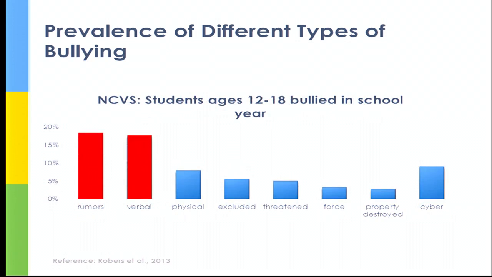And a peek from another survey, the National Crime Victimization Survey, also finding that verbal bullying and rumor spreading were the most common forms of bullying that these 6th through 12th graders said that they had experienced. We see again a smaller percentage having experienced physical bullying, social exclusion, being threatened, being forced to do things that they didn't want to do, having property destroyed. And then interestingly in this survey, 9% of students said that they had been cyberbullied anywhere in the last year.